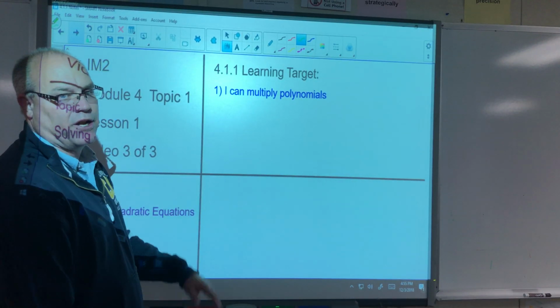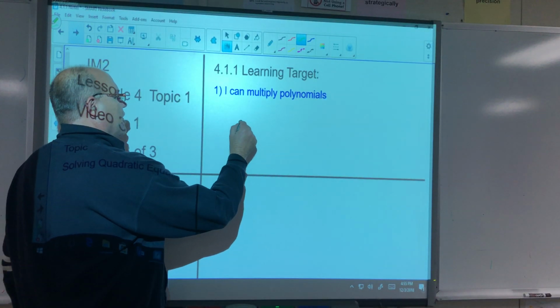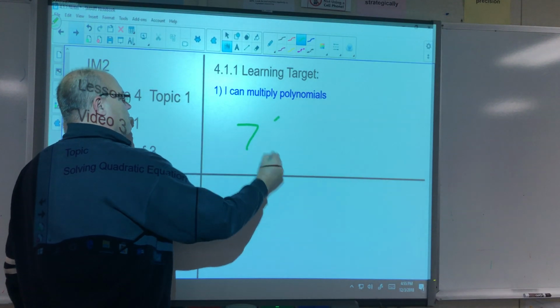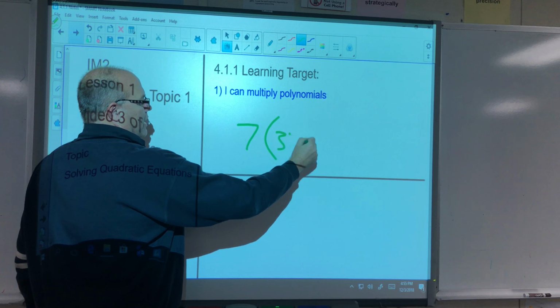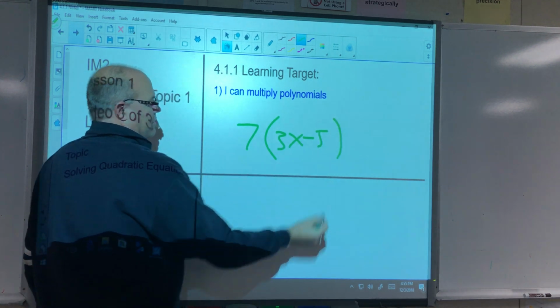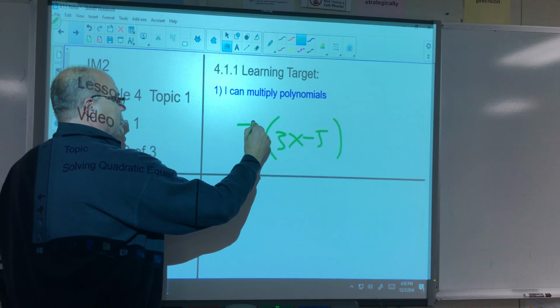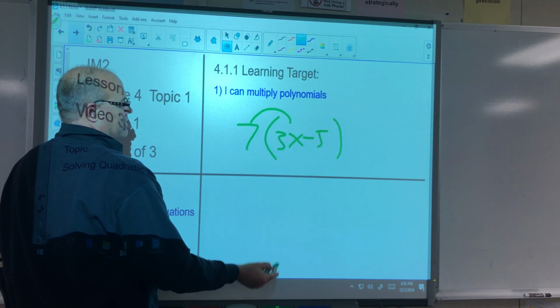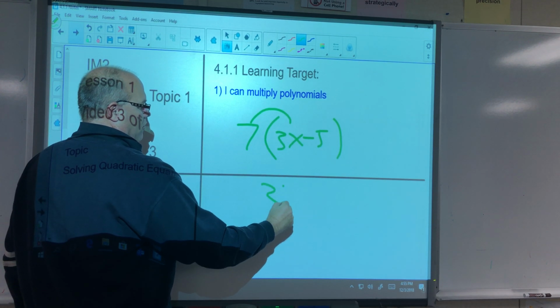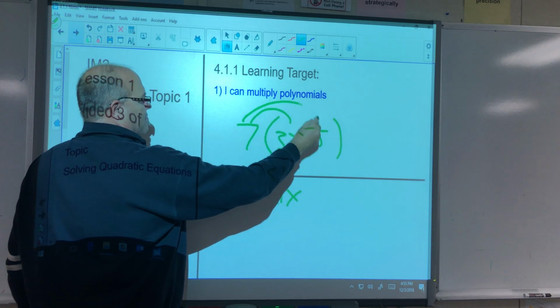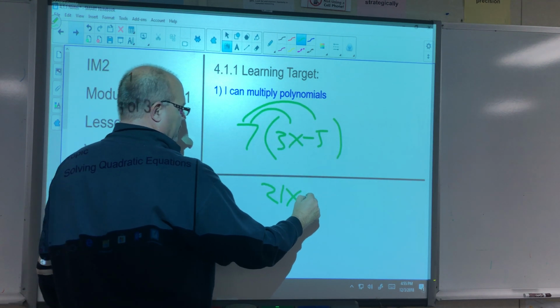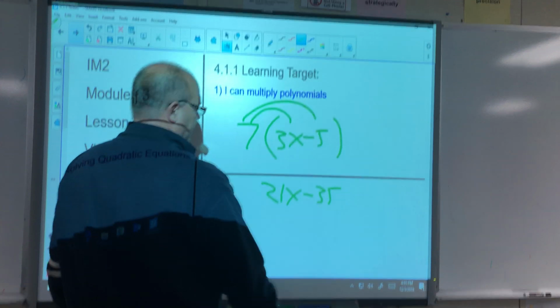It starts off with something you already know, the basics. You have 7 multiplied by 3x minus 5. All right, you've seen this before. You think distributive property. It's simply 7 times 3x, which is 21x, and then 7 times negative 5, which is negative 35.